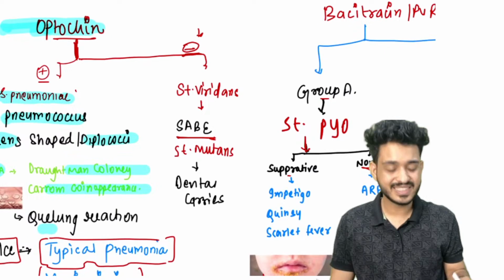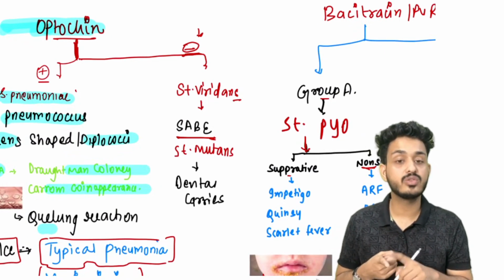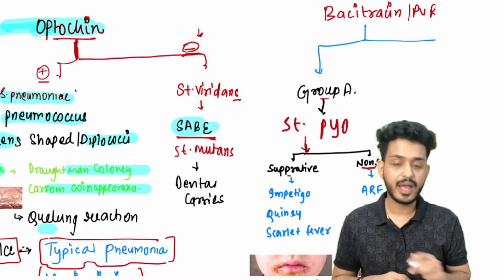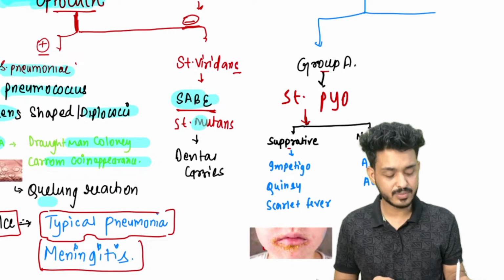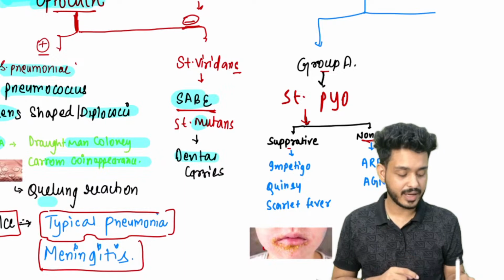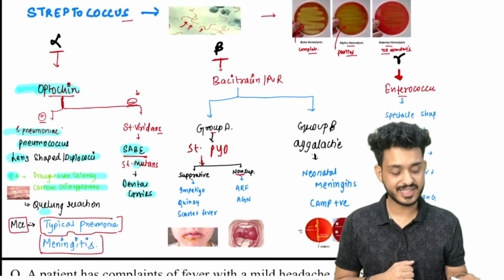Optochin negative will be Streptococcus viridans, and remember, viridans will be causing subacute bacterial endocarditis. And remember, Streptococcus mutans. Remember, what will mutans do in the mouth? Mutans will be causing dental caries. Okay, so that is about the alpha hemolytic streptococci.